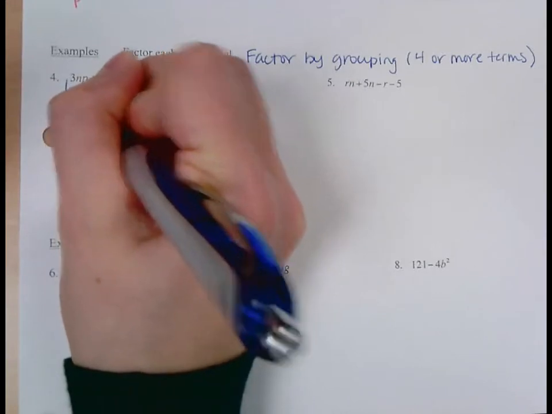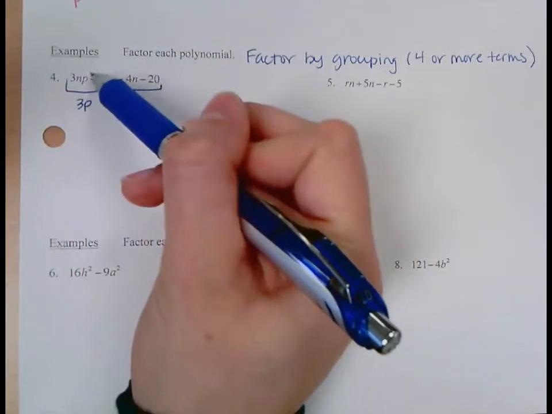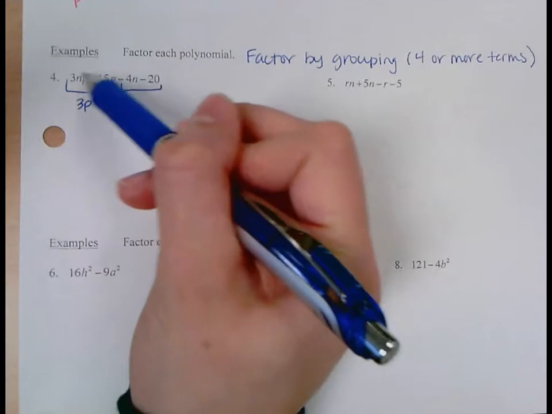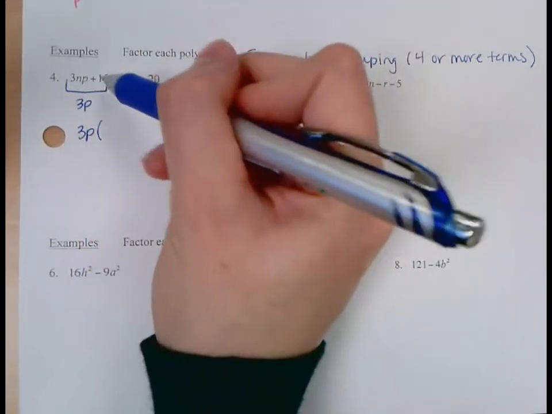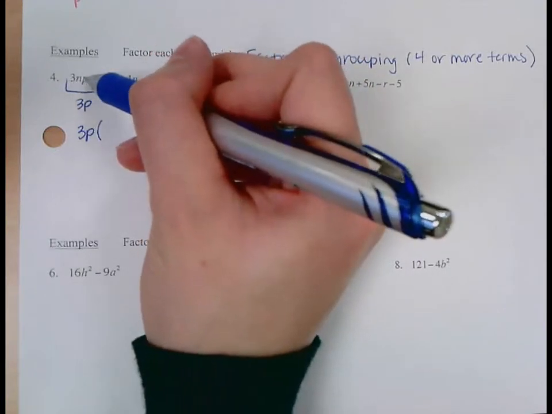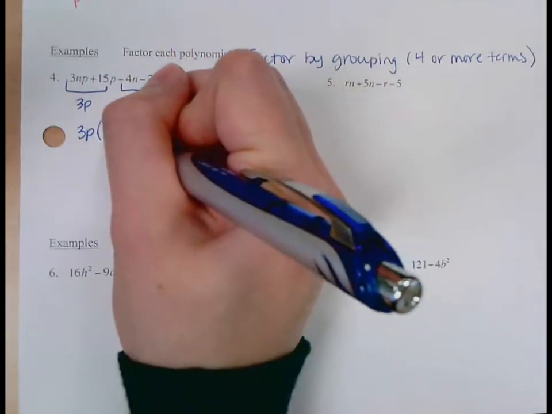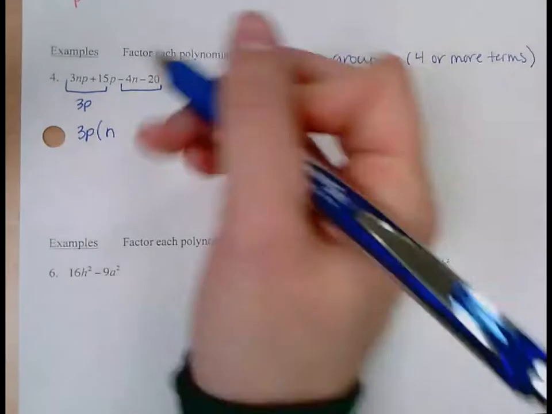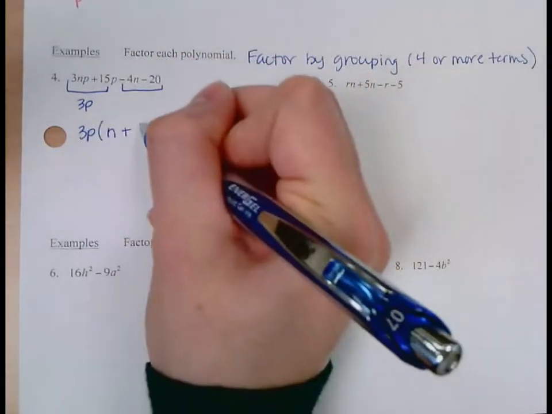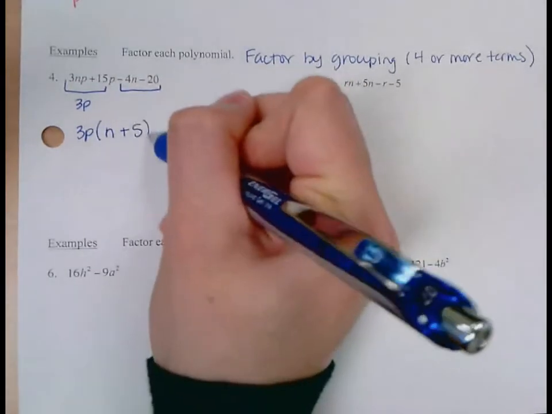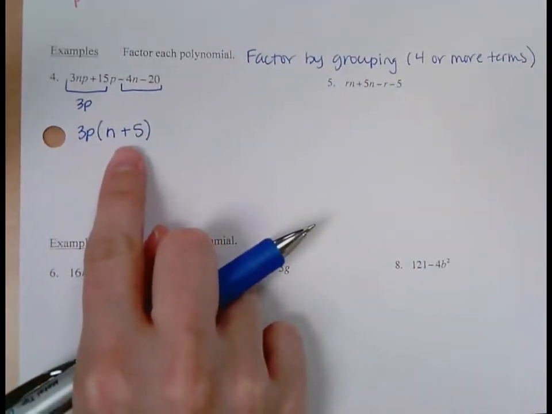3p. And so then you're going to factor out a 3p from just those 2 terms. So if I take out a 3p from those 2 terms, what I'm left with, so 3np divided by 3p would just be n, or if you put 1n, that's okay. And then plus 15p divided by 3p would be 5. So I have 3p times the quantity n plus 5.